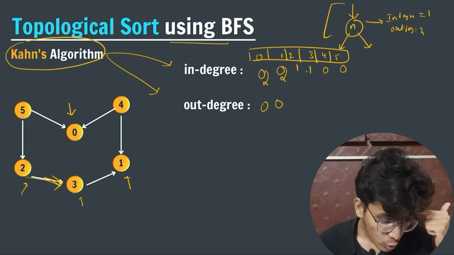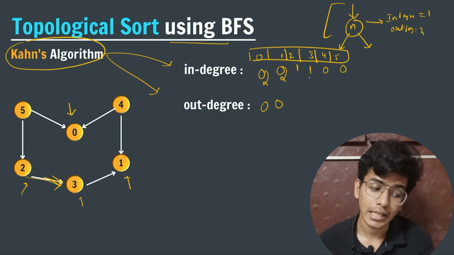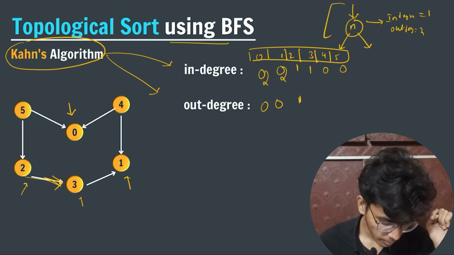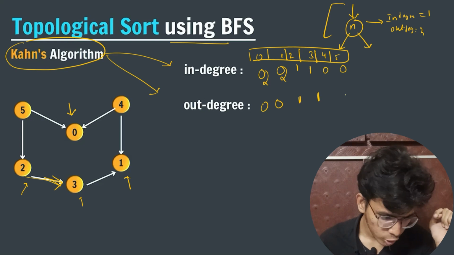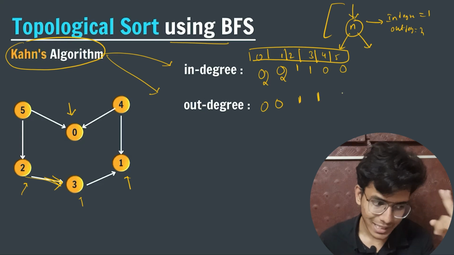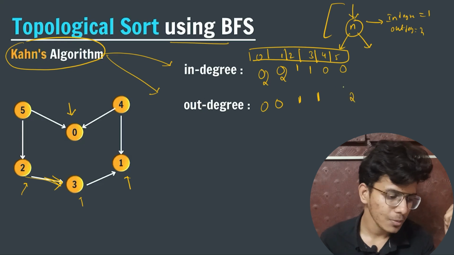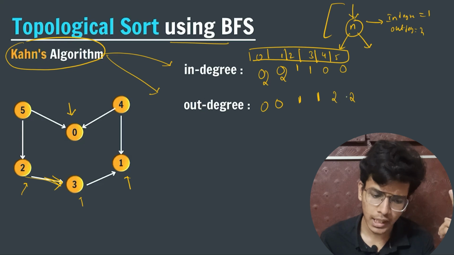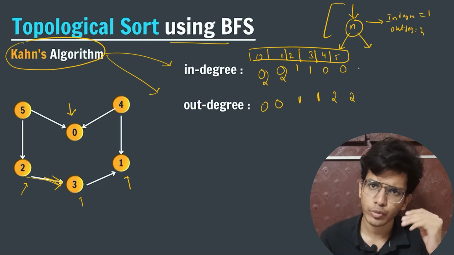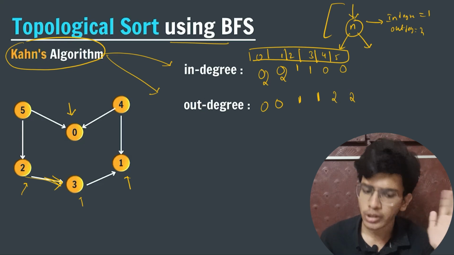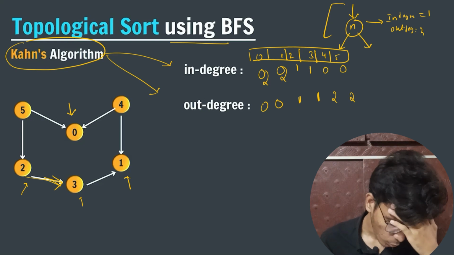Now for 2 there is 1 out degree, so the out degree will become 1. Similarly for 3 also 1, and for 5 there are 2 out degree nodes, so for 5 the out degree will become 2, and similarly for 4 also there are 2 edges which are going outwards, so the out degree of this will also become 2.